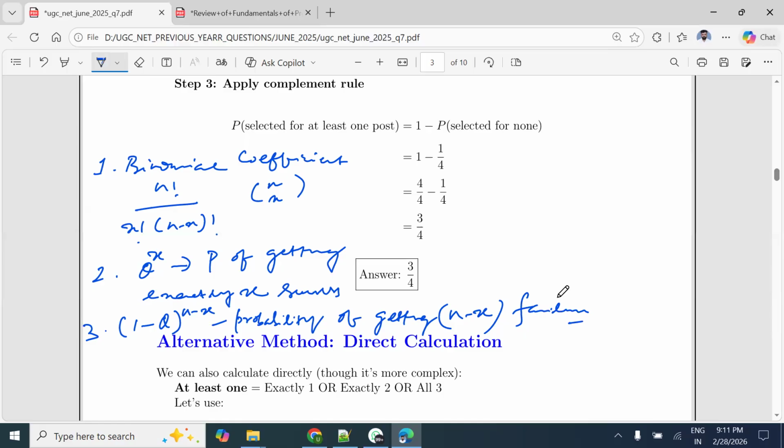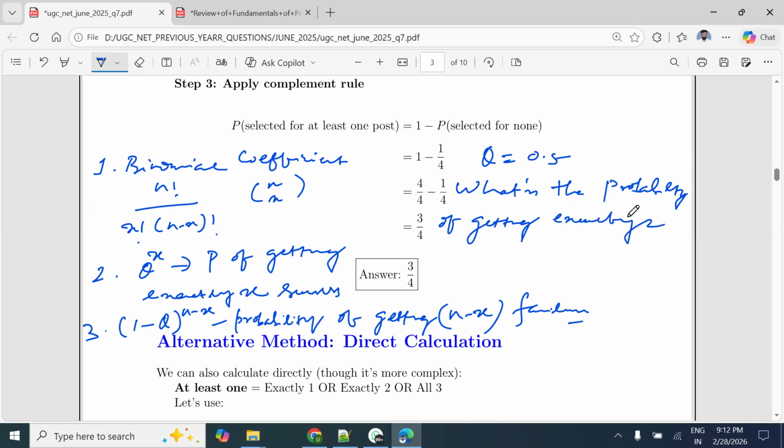Suppose now that you have thrown a coin, a fair coin. In that case, theta will be 0.5. Then if I ask, what is the probability of getting exactly two heads in three tosses?